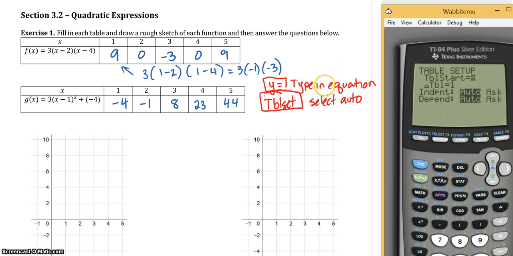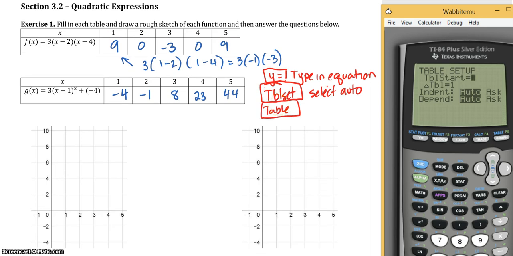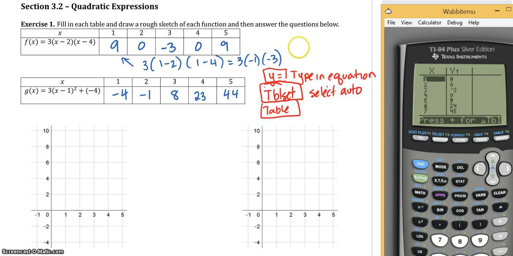So then I'm going to go to my table, second table. Let's try it, second table. Oops, I went to graph. Second table, that'll be the next step. It's not doing it for some reason. There we go. So you have to hit the second button to get to the table, and then you should see your table. 1 is 9, 2 is 0, 3, negative 1, and so forth. So you could do the same thing with this one.